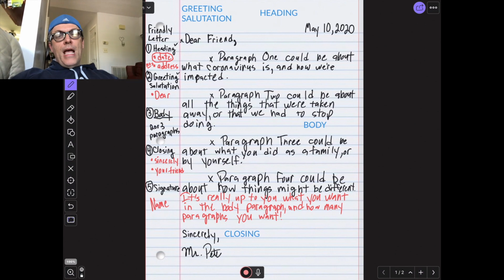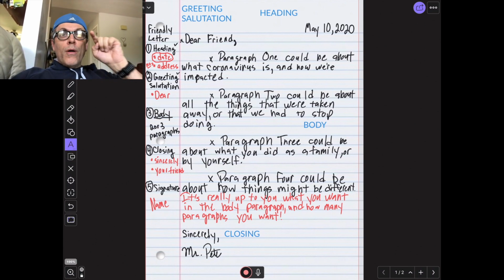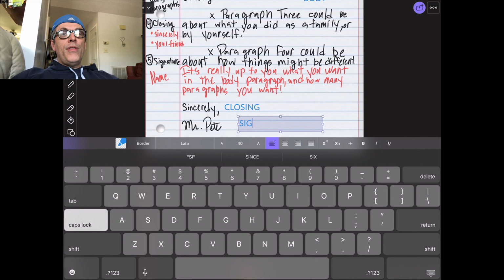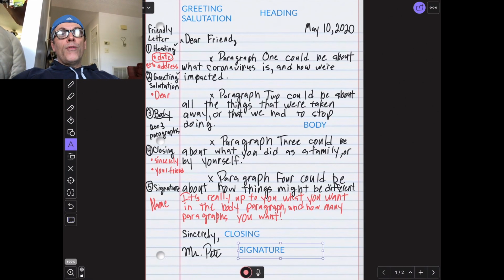At the end of the day, what we're looking for in this piece is something that you work really hard on that describes your personal situation with what's going on with the coronavirus. I think that writing about this is something that you'll want to remember for the rest of your lives and you'll want to share with others.